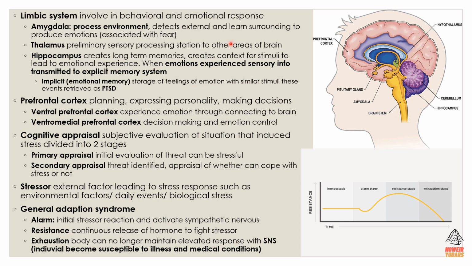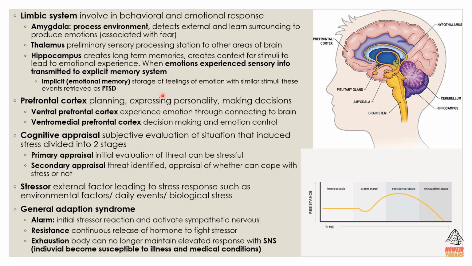And then we got the hippocampus, which creates long-term memories and creates context for stimuli to lead to emotional experience. When emotions are experienced, sensory information is transmitted to the explicit memory system. And the explicit memory system, don't forget, is the conscious one. All right, it consists of episodic and semantic. Episodic is life events and life experiences, and semantic is knowledge and connections, ideas, and concepts.